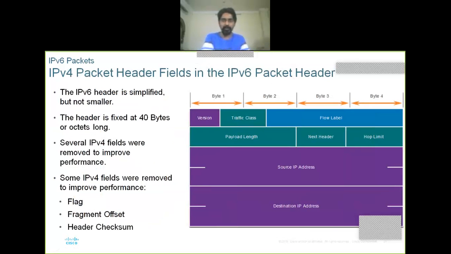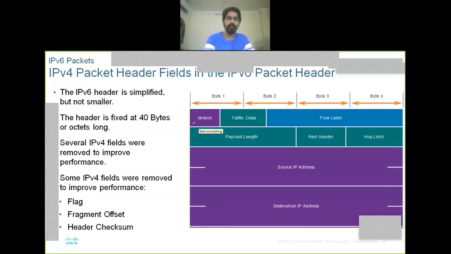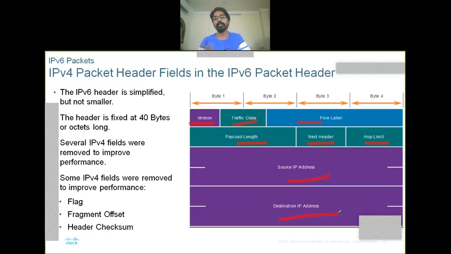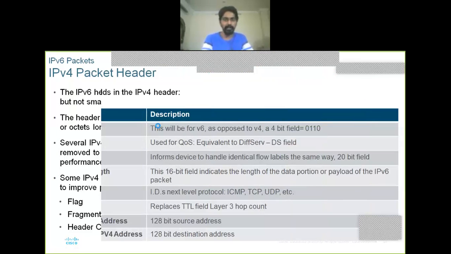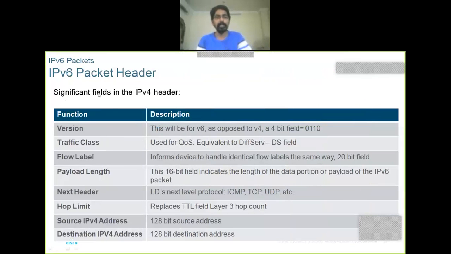Comparing to IPv4, it is the same here. First we will start with the version field. What is the version? IPv6. IPv6 means what is the value? 0110. Next, traffic class, flow label, payload length, next header, hop limit, source IP, destination IP. It is a little bit easier when compared to the IPv4 header format. These are the basic fields we have in IPv6. Let us see what those things are.